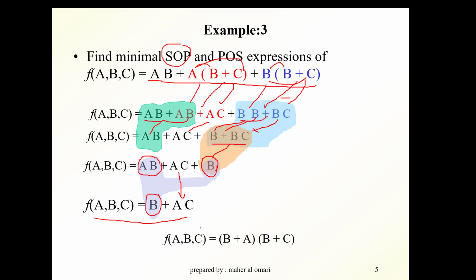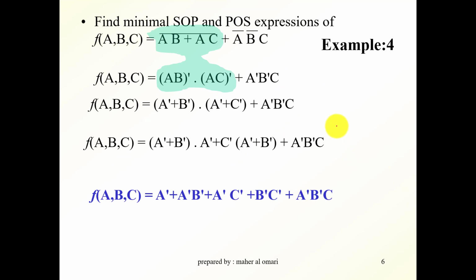If we want to have it in product of sum, we use the distribution here, B ORed with A, which gives me this, ANDed with B ORed with C, which is equal to this. Let's take example 4, minimize this function.